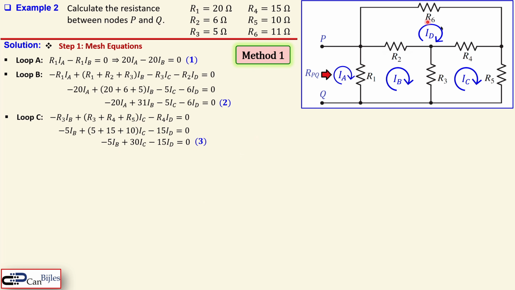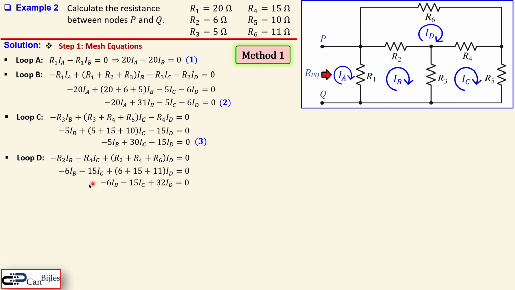The final one is this loop. In this case, the ID is now our reference current direction. But now for resistor R2, the current IB is fighting back. And for resistor R4, IC is fighting back. So we will see again minus signs for R2 and R4 here. And the addition of R2, R4 and R6 here is positive for ID. There is no IA contribution here again. Now let's also substitute the values here.